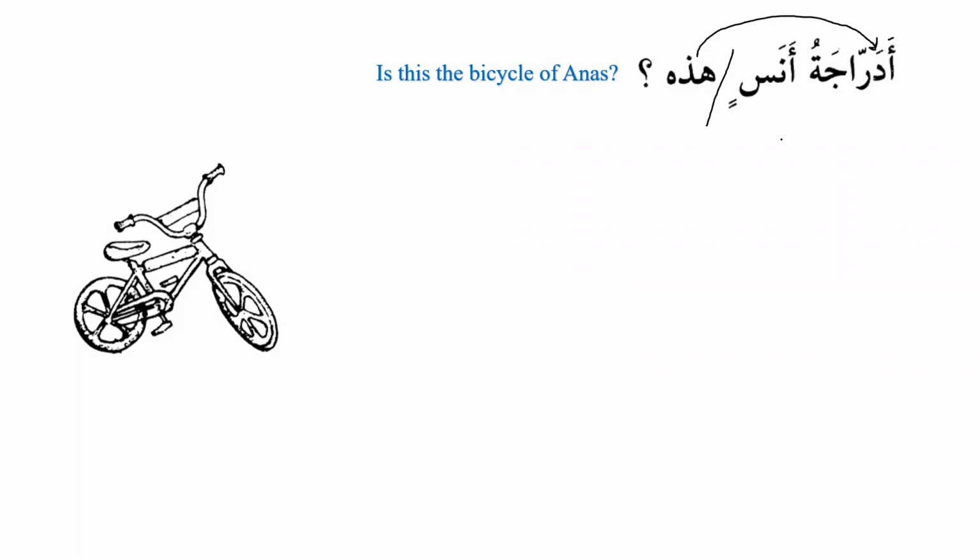This is a very important point. Please note it down carefully. Why do I have to say Ad-Darrajatu Anasin Hadihi, and why can I not say Ahadihi Darrajatu Anasin? Why can I not say that? Because when you say Hada Baytu Bilalin, what does it mean? Hada Baytu Bilalin. Okay. So Hada is Mubtada and Baytu Bilalin is Khabar.